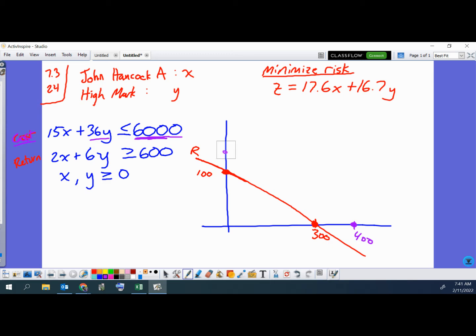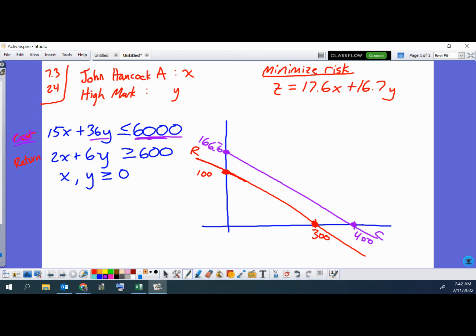So I think we're looking at about here at 166.6 repeating, if I'm not mistaken. And so you check with the calculator, of course. Get that line, and that's going to be the cost line.